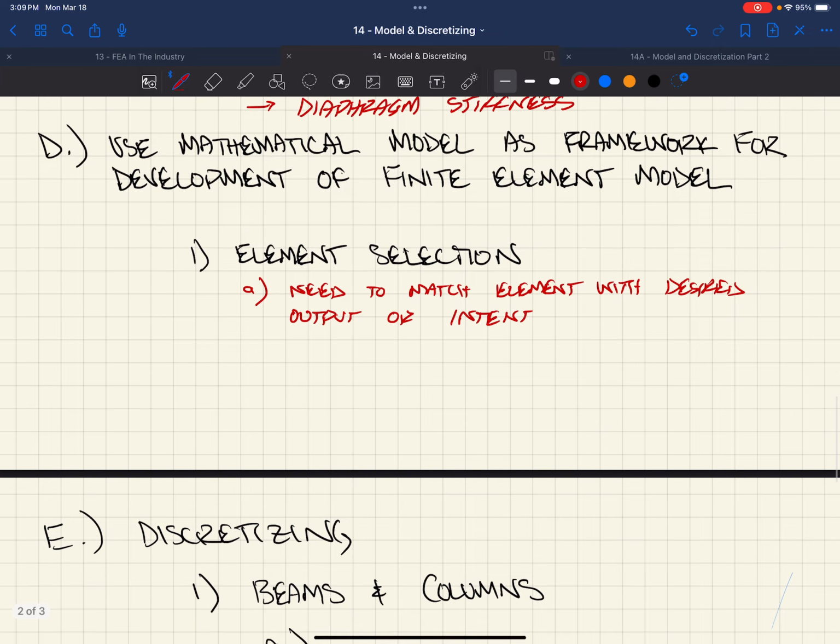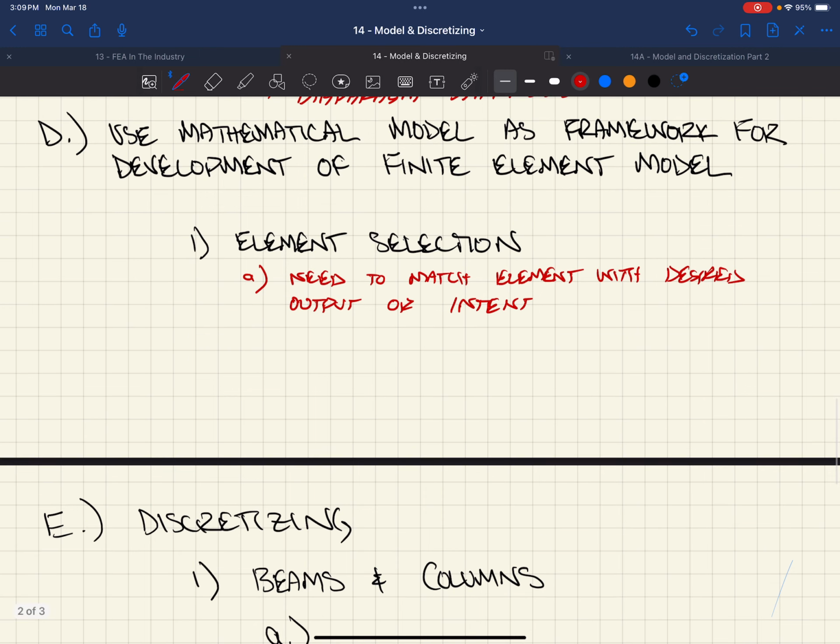What are we trying to get out of this model, right? Are we worried about the base shears at the bottom of this model, or are we worried about the beam to column moment, shear, and axial demands in a moment frame? Or are we worried about the in-plane shear in the diaphragm at the second story level adjacent to the elevator, right? Or something like that. And so we need to match the element with the desired output or intent. So that would say, are we worried about a plate element versus an area. Okay.